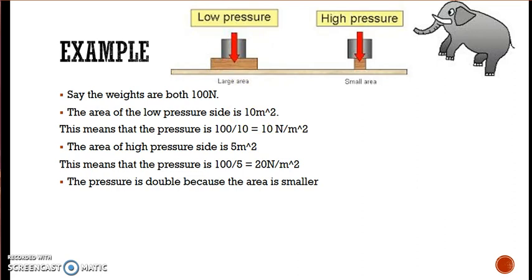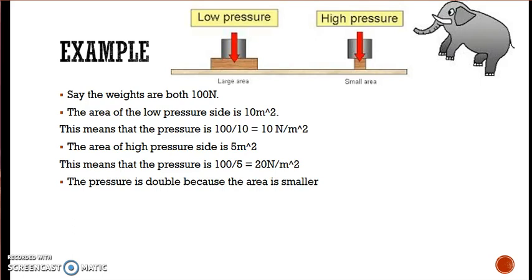This means that the pressure is 100 divided by 10, because pressure is force over area, the force is 100 and the area is 10. Keep in mind that the area always has to be in meters squared. So if it's in cm squared, just convert it over to meters squared, or else you won't get an actual pascal. Alright, so the pressure is 10 pascals, 10 newtons per meter squared.